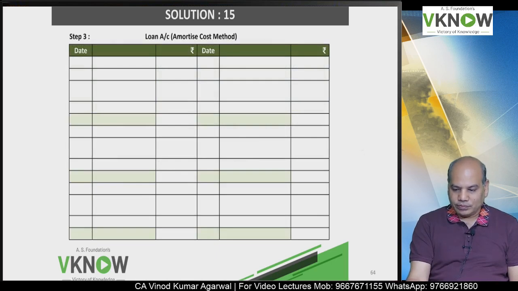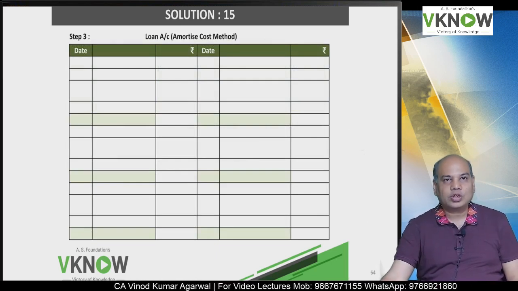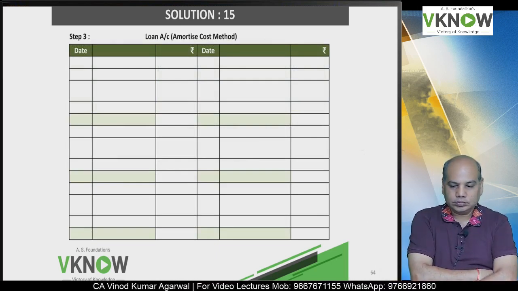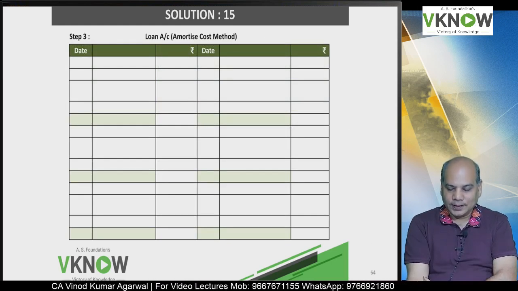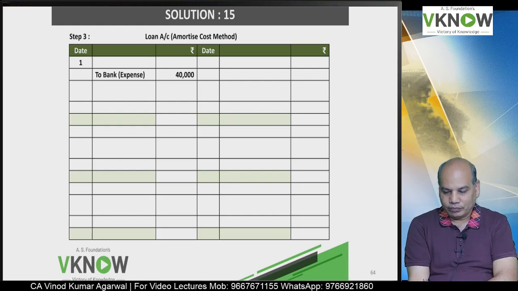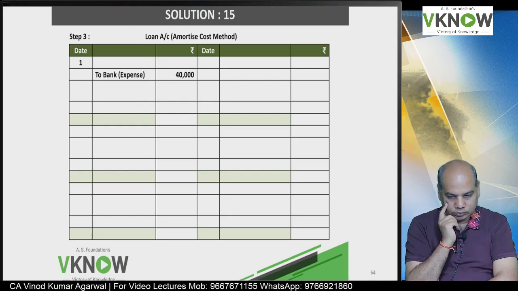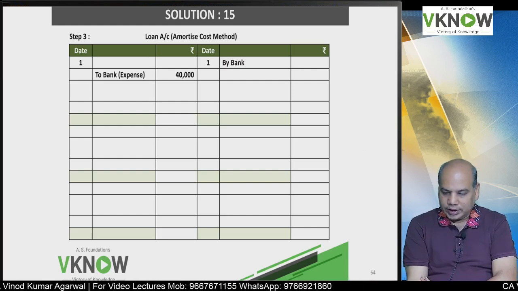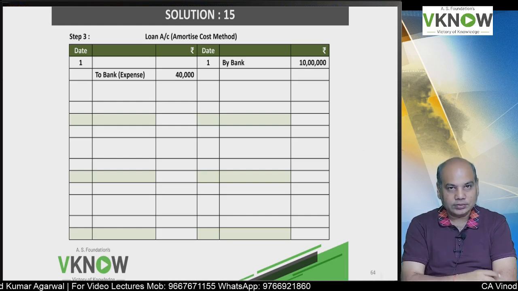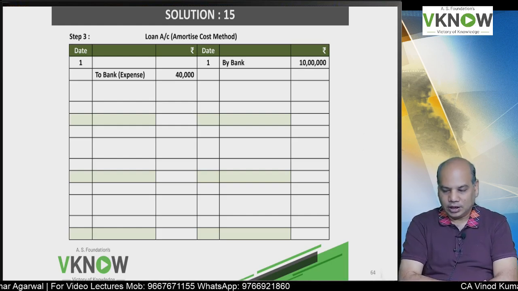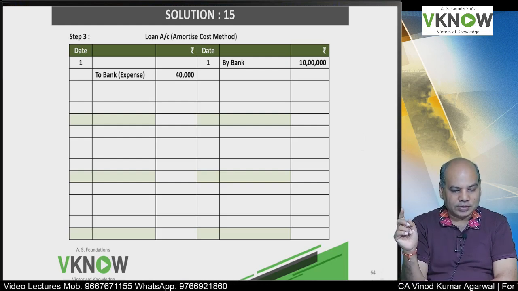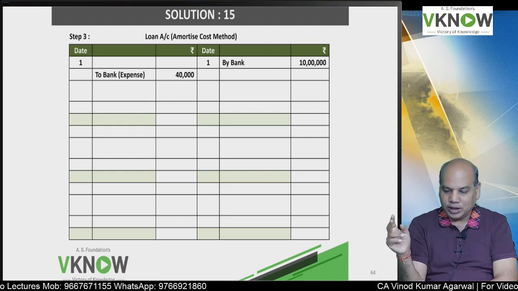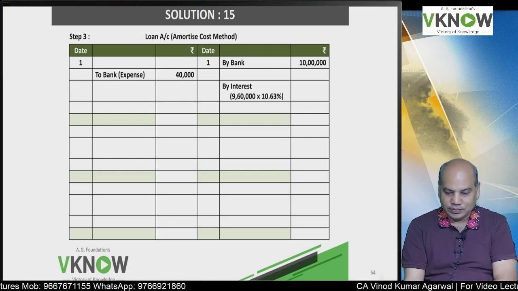So write down the loan account, amortized cost method. Some revision of IND AS 32. Okay, a little fast. On the credit side, first you write down by bank 10 lakh and to bank expense 40,000. If you want to write one single figure on the credit side, then you can write by bank 9,60,000 directly.